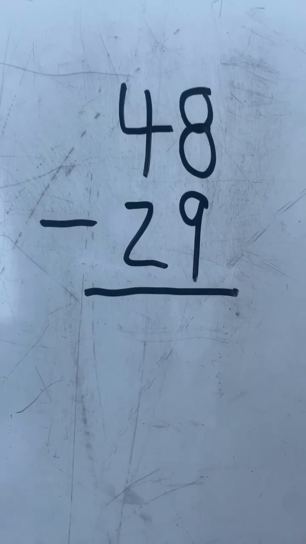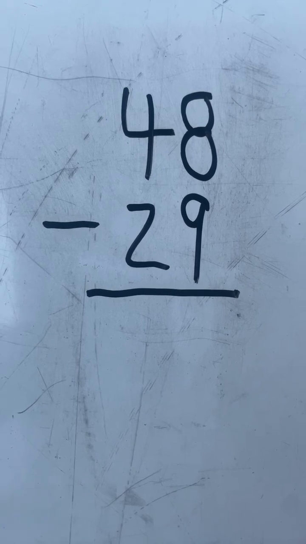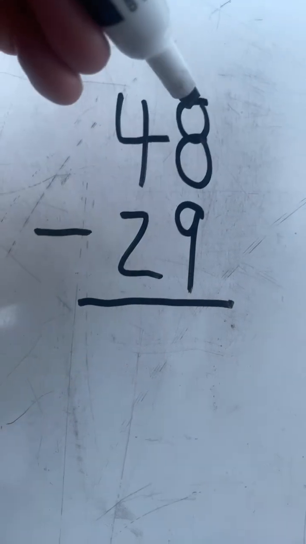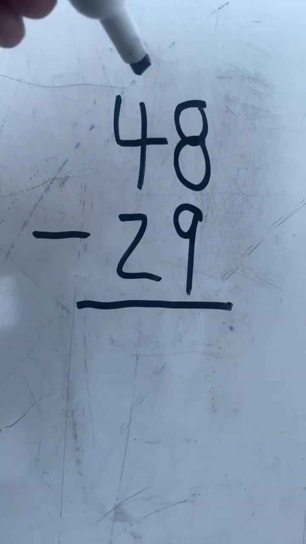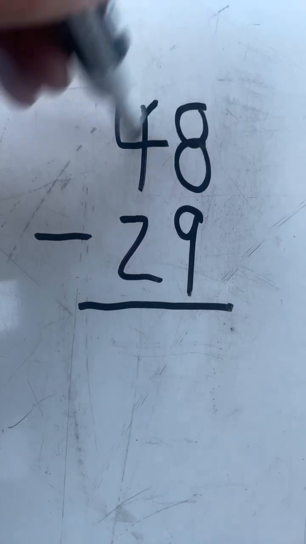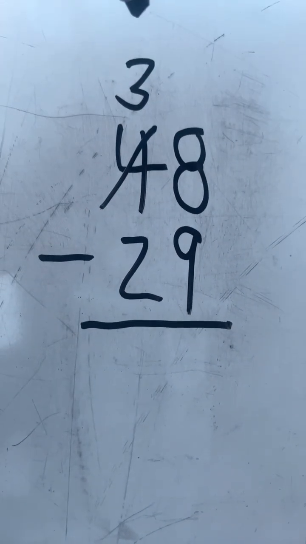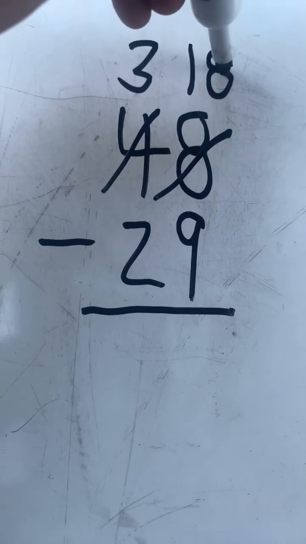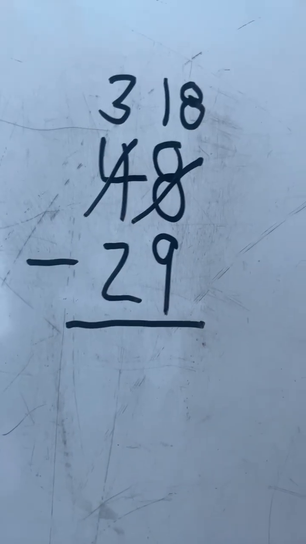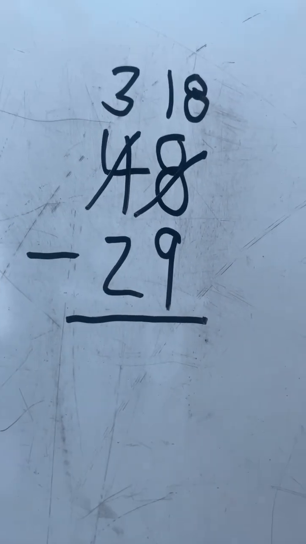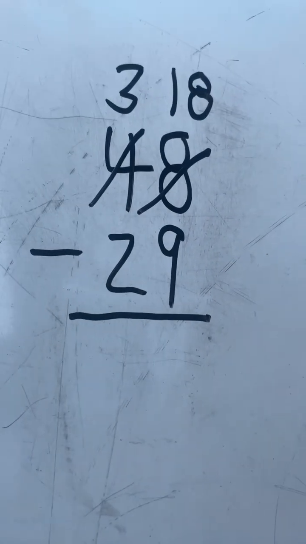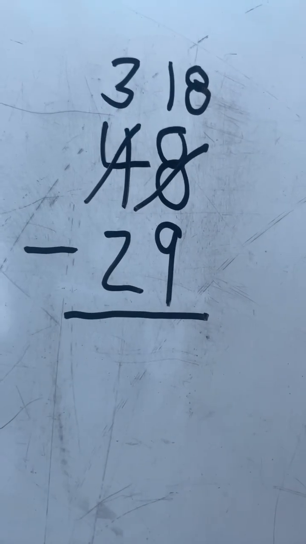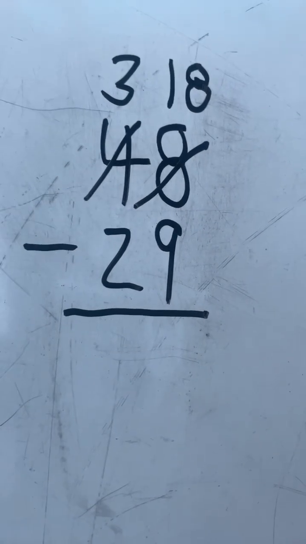48 minus 29. So the bottom digit is bigger. That means regrouping is needed. You cannot start out with 8 and take away 9. So we're going to take a 10 from the tens place. The 4 is going to become a 3. The 8 is going to become an 18. Now let's say you don't know in your head what 18 minus 9 is. I do, but let's say if you're watching, if you're new to this, you don't. I'm going to show you a strategy for how to figure that out if you're not able to do it in your head.